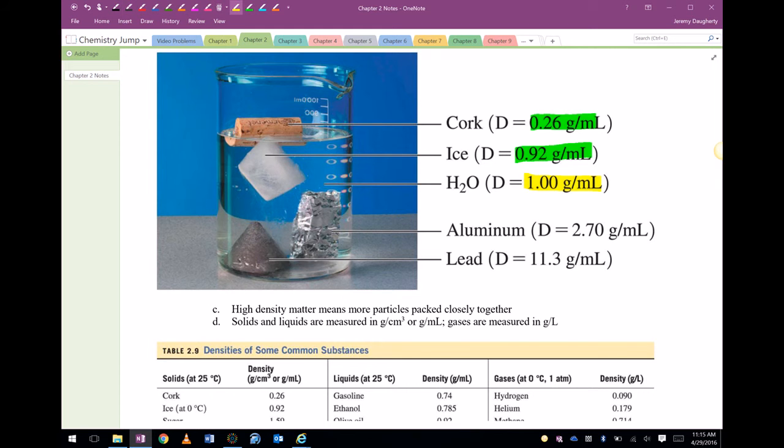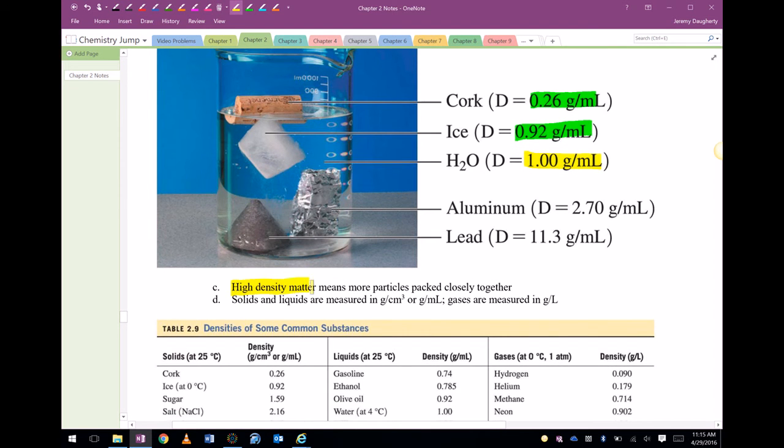So what does it mean to be denser? Usually when we say that something is denser, it means that there are more particles packed into that space. Take a look at lead. There are 11.3 grams in 1 milliliter of lead. Now compare that to cork. There are 0.26 grams in 1 milliliter. So we can say that the lead is more compact. There's more stuff packed into the same amount of space for lead than there is in cork.